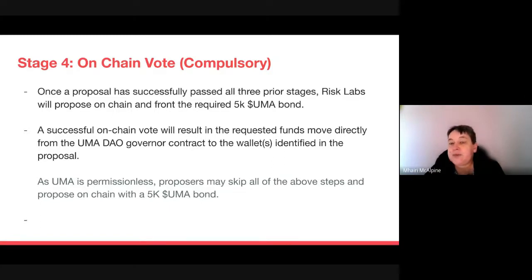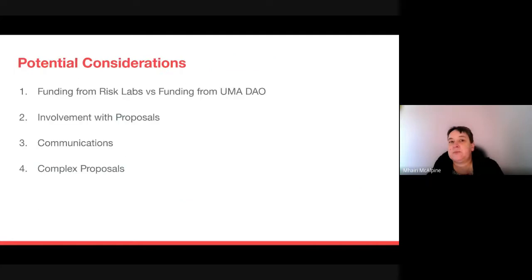A successful on-chain vote will result in the requested funds moving directly from the governor contract to the wallets identified in the proposal. So this will happen as a result of the on-chain vote. So that's really the process that was there.